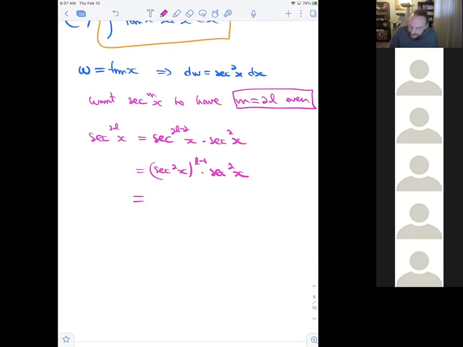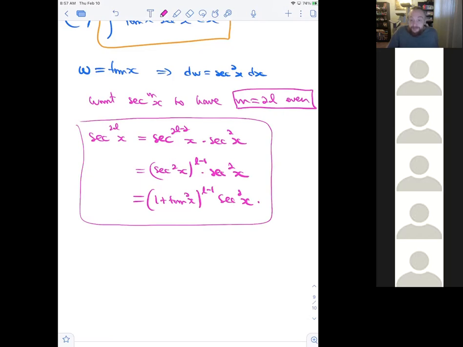And then I can write this as, what is secant squared? 1 plus tan squared. That's what's going to happen to secant if I do that.